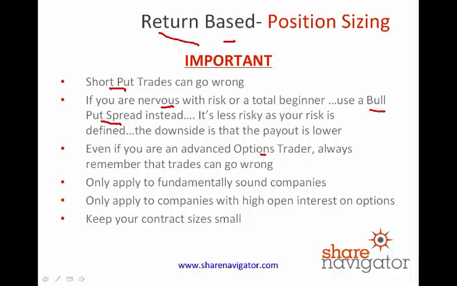So, a couple of golden rules here with the short put strategy. Only apply it to fundamentally sound, rock solid companies. Really important to do that. And also only apply the strategy to companies with a high open interest on options. So in other words, there's a large volume of options traded. And the reason is the spreads on options are a lot wider when the volume is very low. So with high volume stocks, the bid-ask spread on options tends to be narrower, and that's really important. And always remember to keep your contract sizes small.